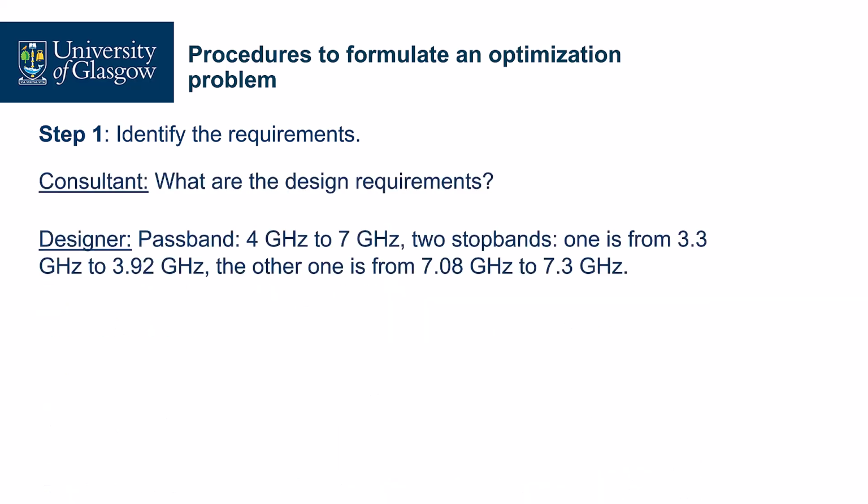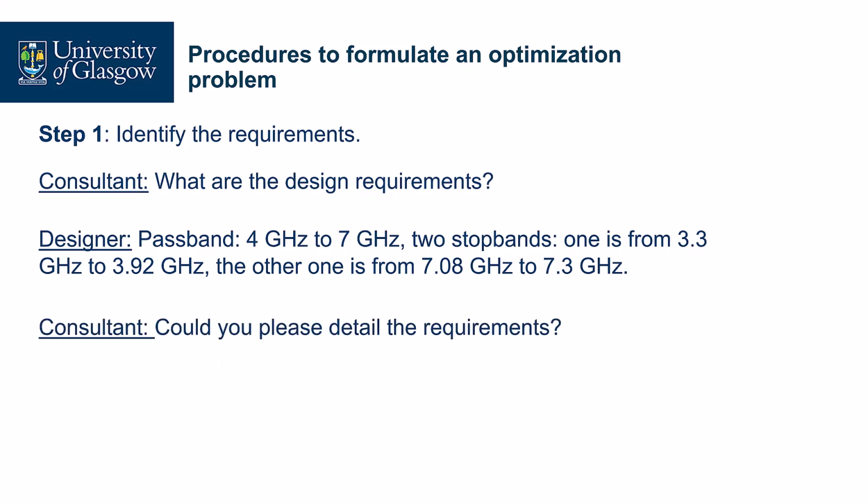The designer will say, okay, the passband is 4 gigahertz to 7 gigahertz, and we have 2 stop bands. One is from 3.3 to 3.92, and the other one is from 7.08 to 7.3 gigahertz, right? So this could be the engineer's response without knowing this knowledge. This is just their bare design specifications. However, maybe you don't understand, so what is passband, what is stop band, right? Then you can ask, could you please detail the requirements?